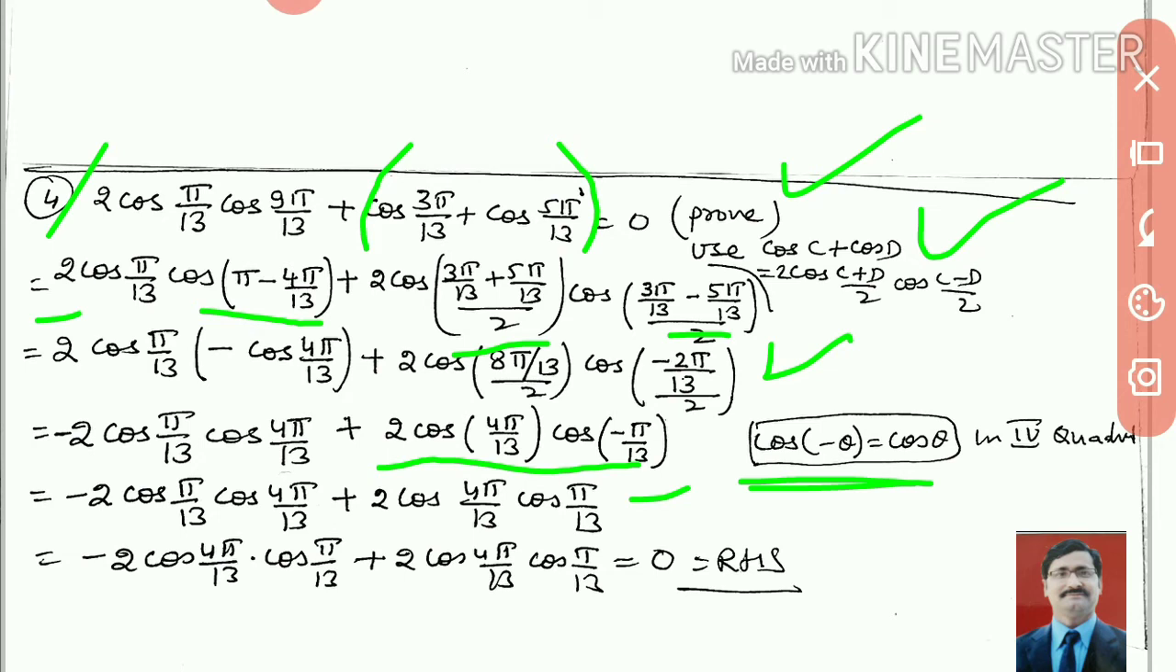Now you can check, you get similar terms, both terms are the same, so you can cancel these and you will get the answer 0.